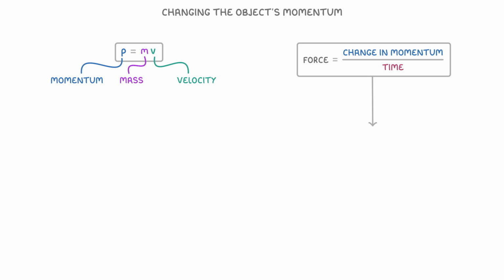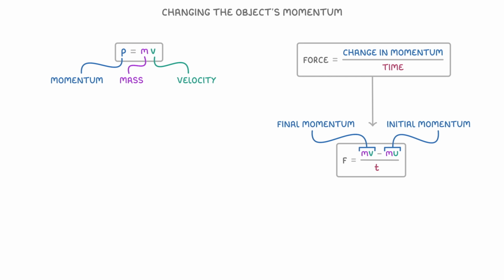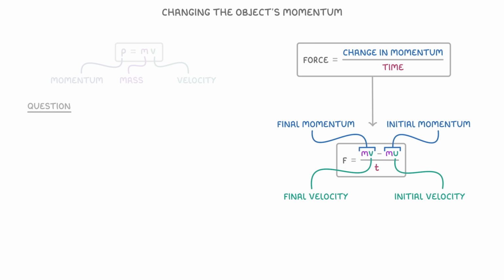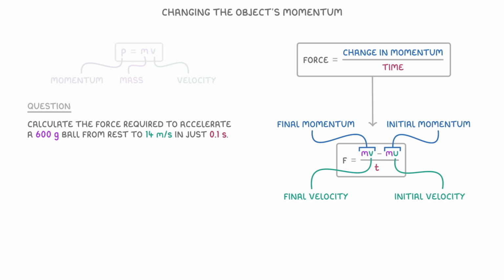Another way to write this equation is like this, where mv is the final momentum and mu is the initial momentum, because v and u are the final and initial velocities of the object. Let's now try another question using this new equation. Calculate the force required to accelerate a 600-gram ball from rest to 14 meters per second in just 0.1 seconds.